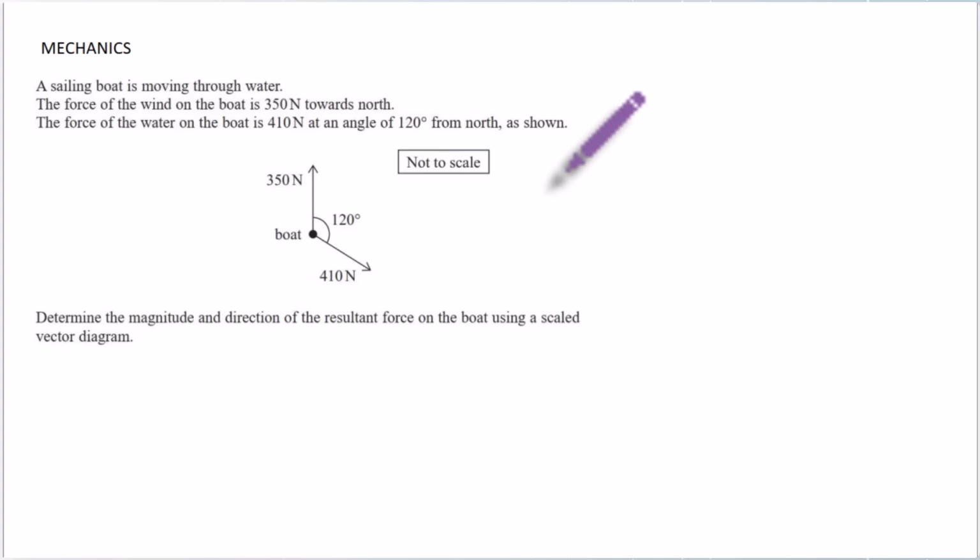So there is a 50-50 chance of a scaled vector diagram appearing in the exam tomorrow, because in all the recent papers they have asked a scale vector diagram question. So there is a medium probability, actually. Whenever it comes to scale vector diagrams, always remember the vectors must be arranged tip to tail. Okay, always tip to tail.